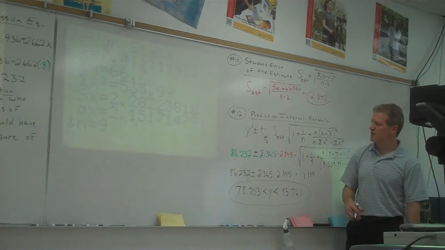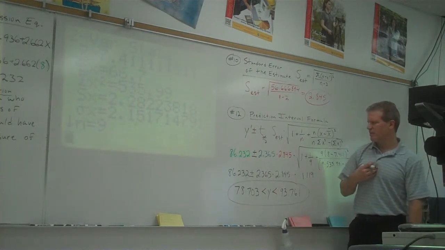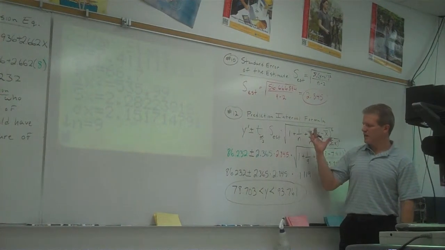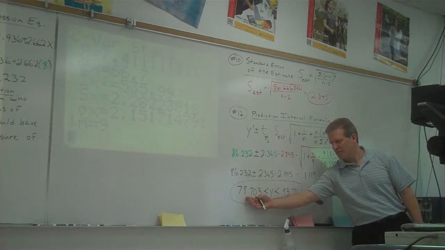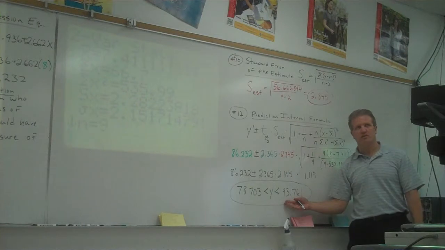The explanation would be that if a vegetarian eats 8 grams of protein, we're 95% confident that that person's blood pressure would be between 78.703 and 93.761.